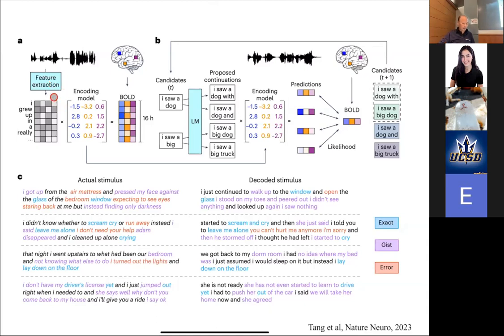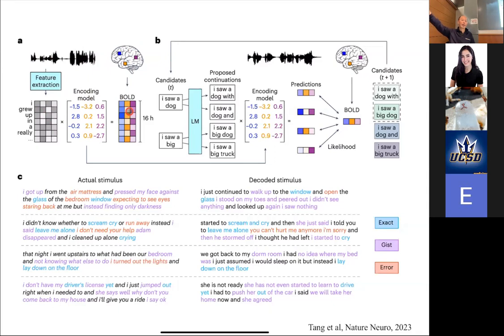Then they also had the subjects listen. As the subjects were listening, they were measuring their BOLD response, okay? So then they could make a mapping and say, given some semantic features in the data, I can predict what the BOLD response should be. So you're mapping from the semantic features of the language to the brain response, okay?